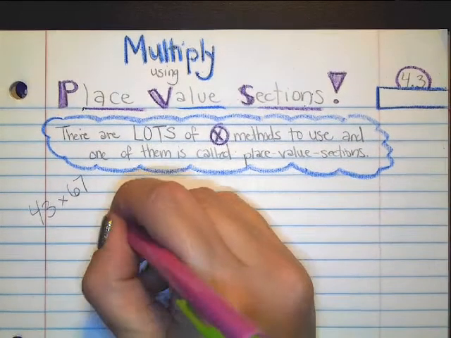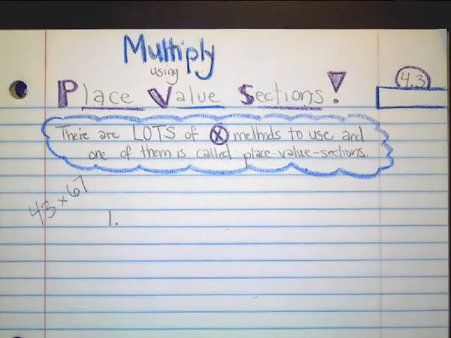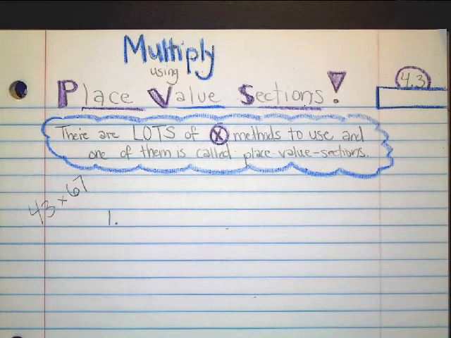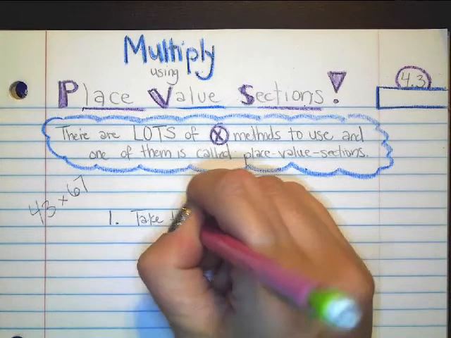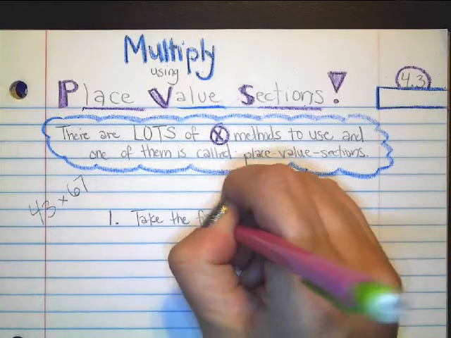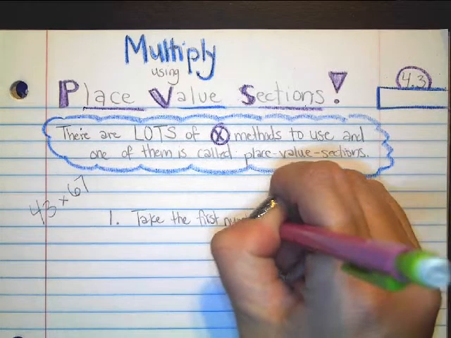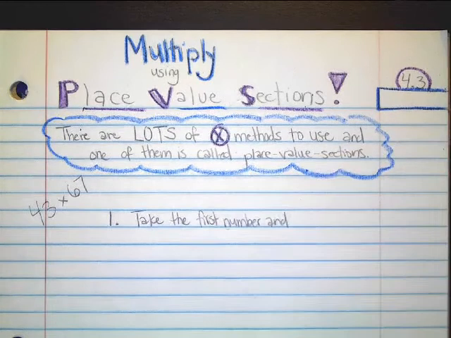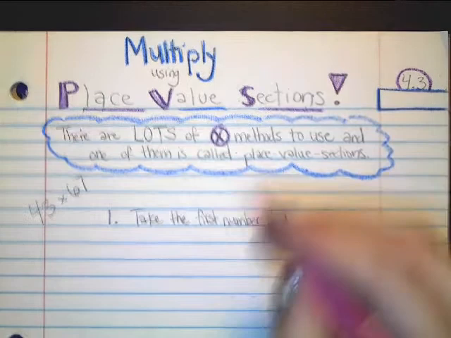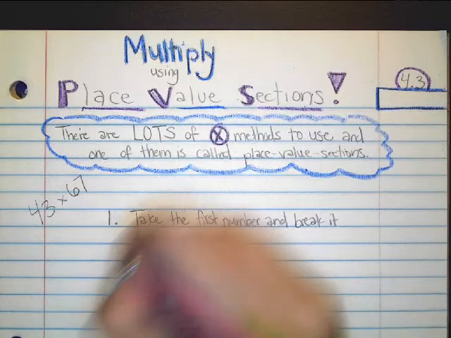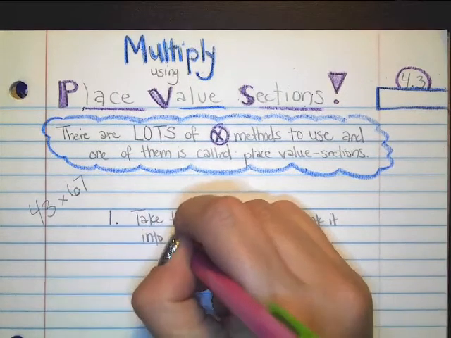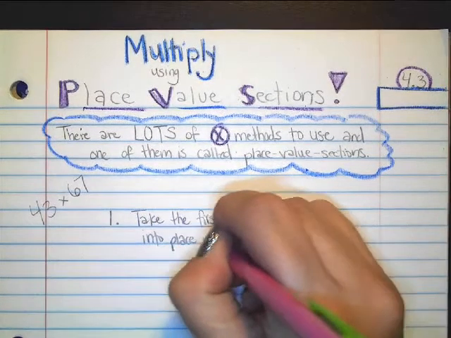So the very first thing we're going to do, I'm going to write step number 1. Take the first number and break it into place value sections.